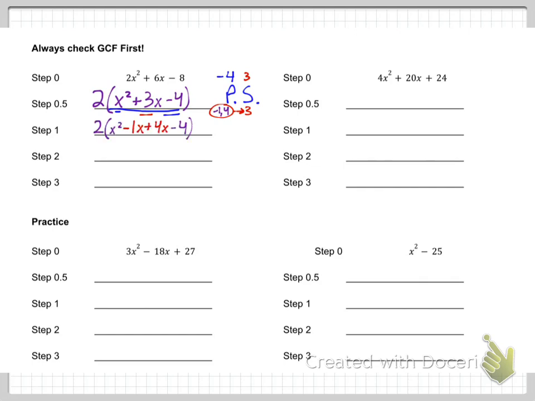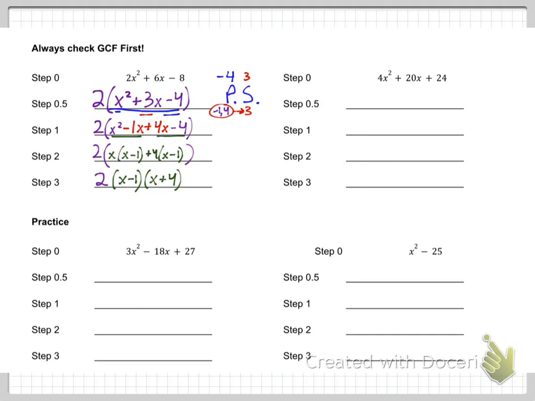Notice how I'm putting the 2 on the outside with parentheses. That's very, very helpful. Let's do the GCF of x squared and 1x, and we get x times x minus 1. GCF of 4x minus 4 is 4, and we're left with x minus 1. So the last step, leaving the 2 on the outside, is to write down the 2 other factors. So 2 is a factor, x minus 1 is a factor, and x plus 4 is a factor.